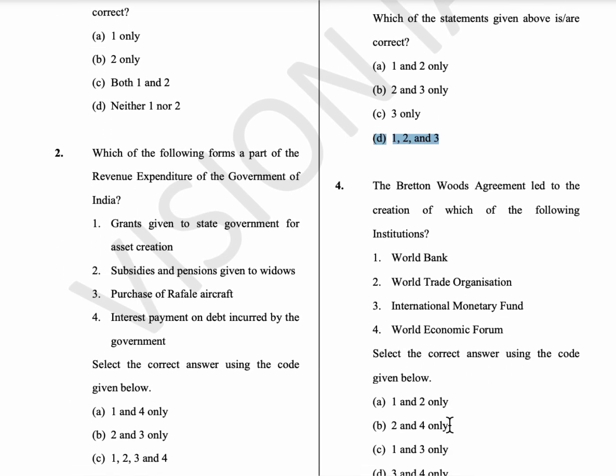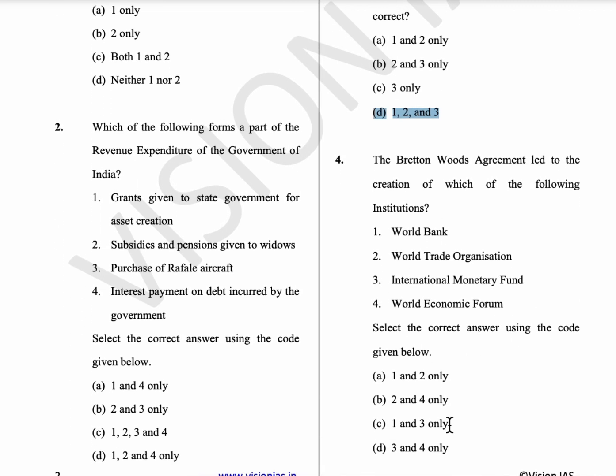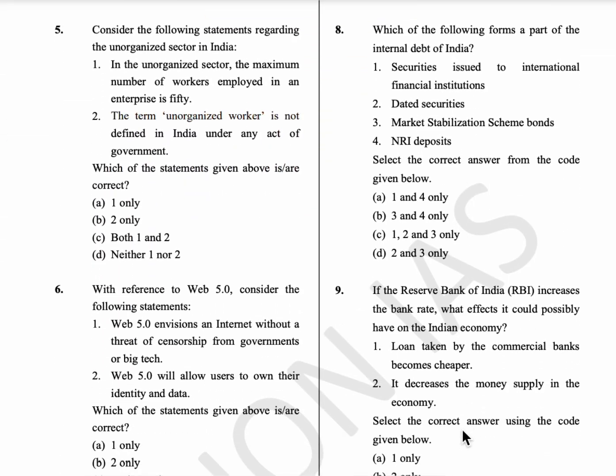Fourth question, the Bretton Woods Agreement led to the creation of which of the following institutions? We have two institutions under the Bretton Woods Agreement: the World Bank and the International Monetary Fund. So only two institutions are there. So option C. Fifth question, consider the following statements regarding the unorganized sector in India.